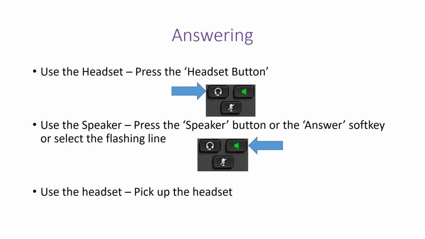Answering calls on the Cisco phone is relatively straightforward. To answer the phone with the handset, you simply pick up the handset. To answer the phone with the headset, press the unlit Headset button. To answer a phone using the speaker, you have a few options. You may press the speaker button, press the Answer soft key, or select a flashing line button. When a call is coming in, the flashing line button will blink in red. When the call is active, the light will be a solid green.